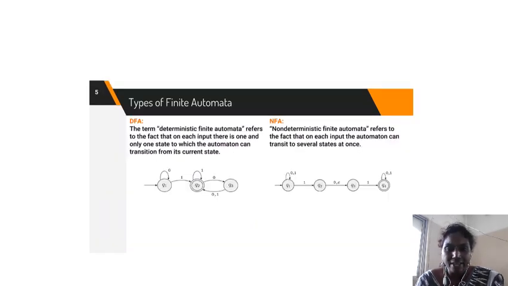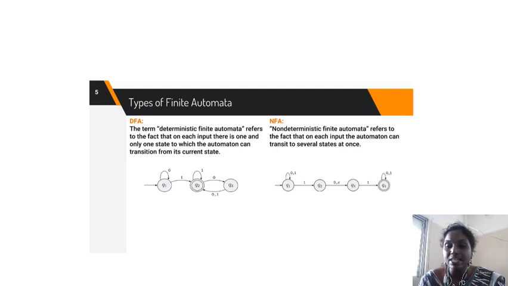So here we have one more definition for NFA, that is non-deterministic finite automata. In the non-deterministic finite automata, each input can transfer the automata to several states at once. But in the DFA, one input goes to only one state. For example, in this DFA, if you give 0, it goes to Q1. If you give 1, it goes to Q2, but only one state. But in NFA, if you give 1, it goes to Q1. If you give 1, it also goes to Q2. There are 2 options for NFA.